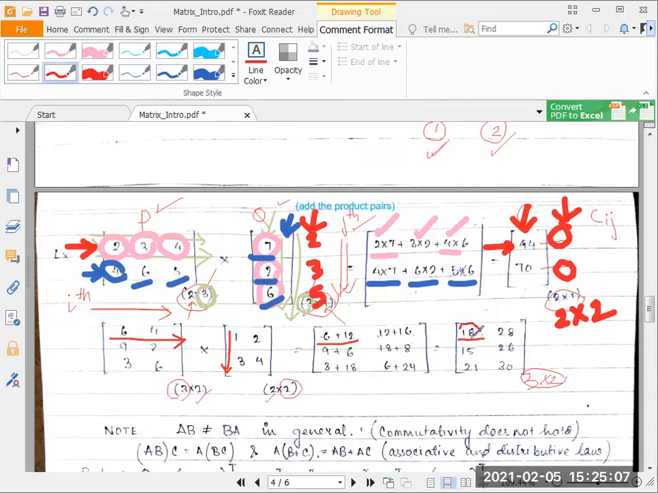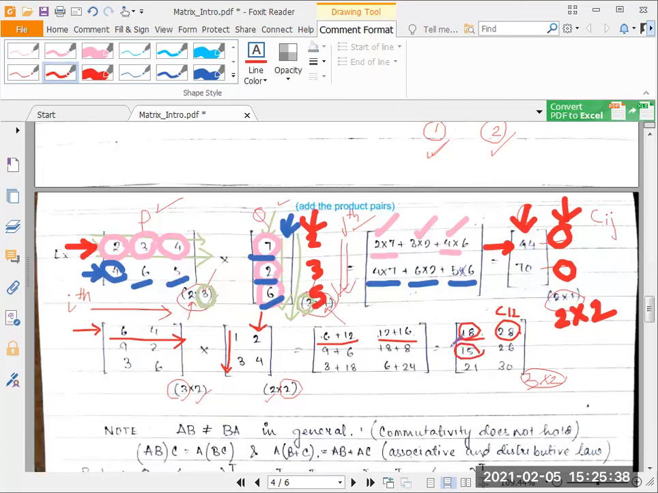This element is done. Next, we want to find out this element. What is this element? This element corresponds to the first row and second column. So this is C12. So we look at the second column of the second matrix and the first row. So this is the first row and we look at the second column. So it's 6, 4 and we look at 2, 4 here. So it's 6 times 2 plus 4 times 4. That's 12 plus 16.